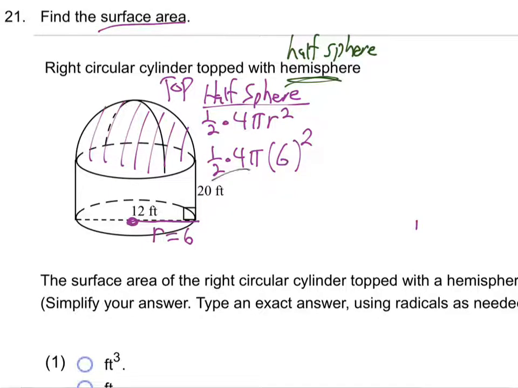So a half of 4 is 2 times pi. 6 squared is 36. 2 times 36, 72 pi. So we got the top. We got the half a sphere on the top. Next, let's do the sides. Actually, yeah, okay, let's do the sides.